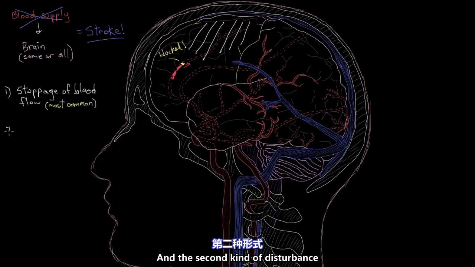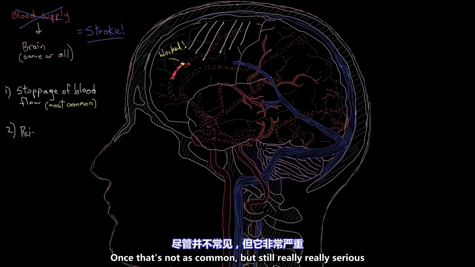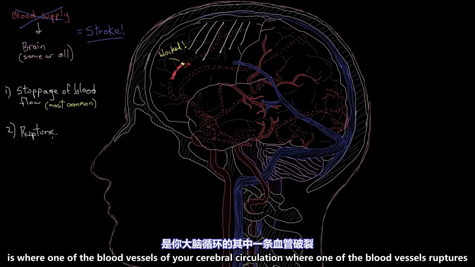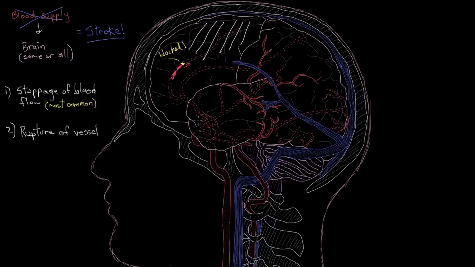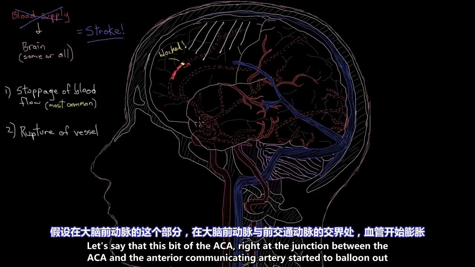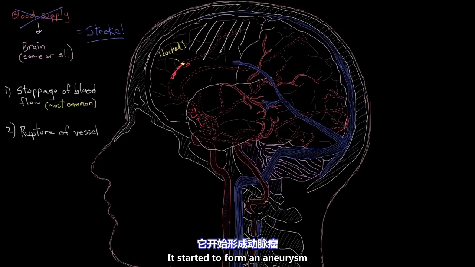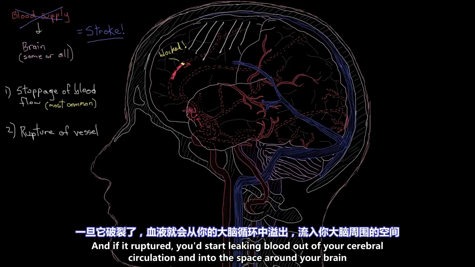And the second kind of disturbance, one that's not as common but still really serious, is where one of the blood vessels of your cerebral circulation ruptures. Let's say that this bit of the ACA, right at the junction between the ACA and the anterior communicating artery, started to balloon out, right? It started to form an aneurysm. Well, eventually that aneurysm could rupture. And if it ruptured, you'd start leaking blood out of your cerebral circulation and into the space around your brain.